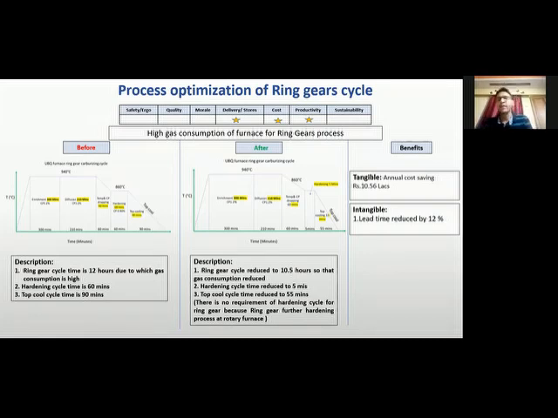So we have eliminated the hardening cycle here, reducing it from around 60 minutes to 5 minutes, and the top cool, where you maintain around 90 minutes, we have reduced to 55 minutes. So the initial cycle is 12.5 hours, now reduced to 12 hours. So we have reduced the cycle without affecting the final property of the product. We can save around 10 lakhs per annum here. Also lead time reduced by 12%. So this is one good example of cycle time reduction without any impact on product quality.